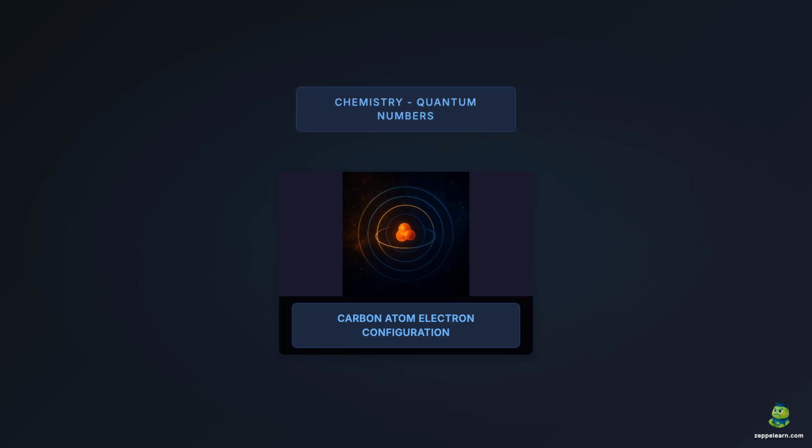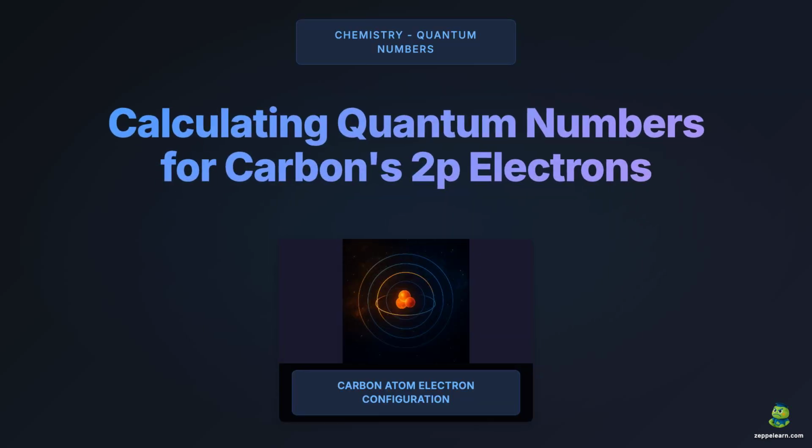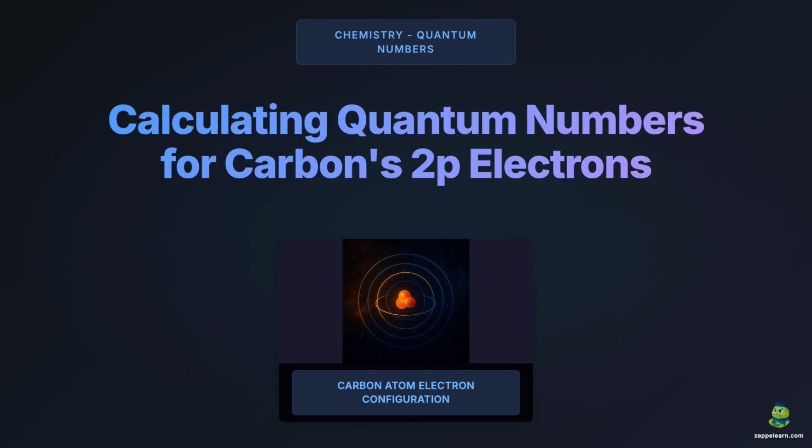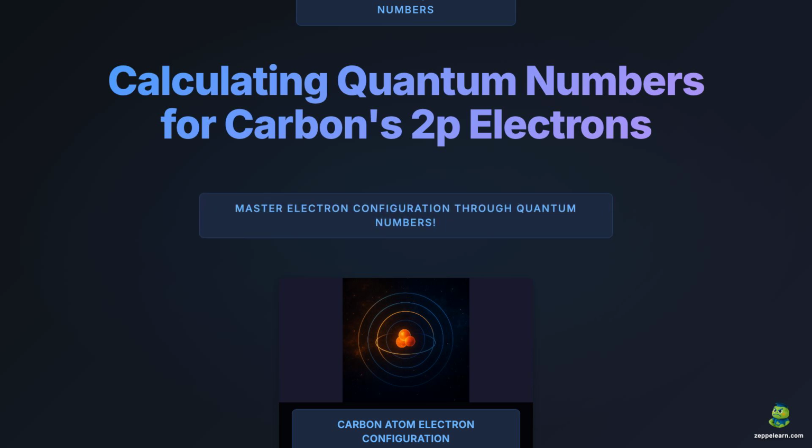Welcome to Quantum Mechanics. Today we'll learn how to calculate quantum numbers for carbon's 2p electrons in just a few minutes. Carbon has 6 electrons total, and we're going to focus specifically on determining the quantum numbers for its two 2p electrons. Understanding these quantum numbers will help you master electron configuration and chemical bonding concepts.